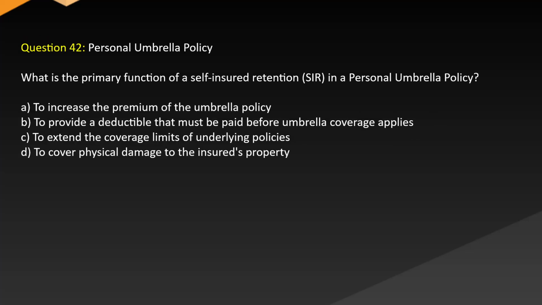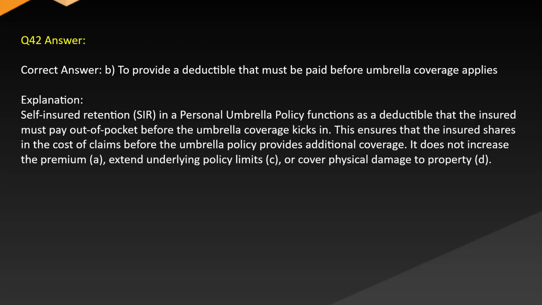Question 42. Personal umbrella policy. What is the primary function of a self-insured retention in a personal umbrella policy? A. To increase the premium of the umbrella policy. B. To provide a deductible that must be paid before umbrella coverage applies. C. To extend the coverage limits of underlying policies. D. To cover physical damage to the insured's property. Correct answer: B. To provide a deductible that must be paid before umbrella coverage applies.